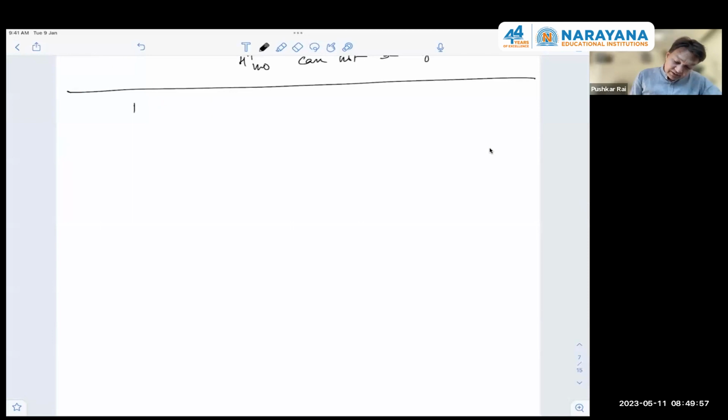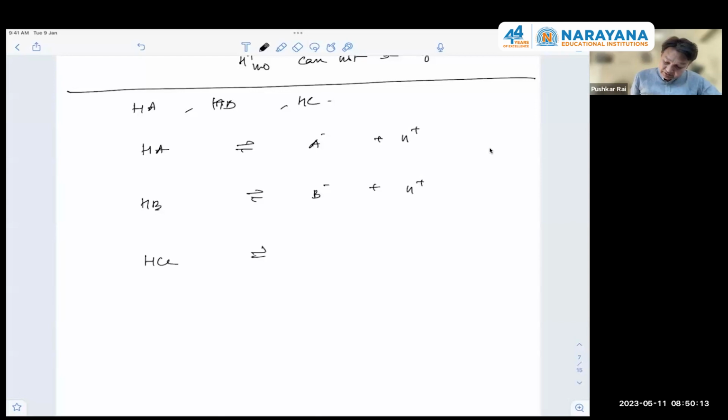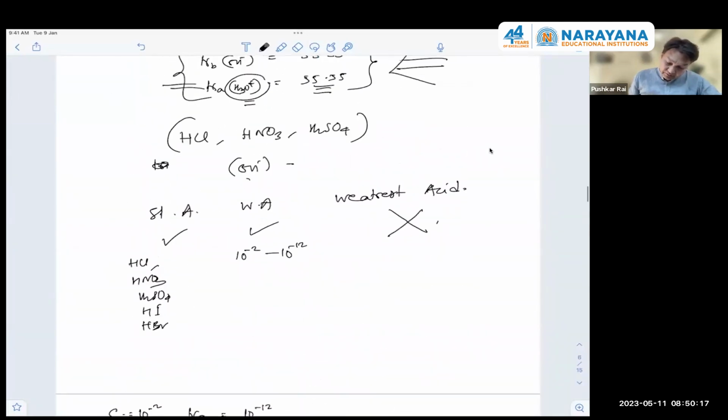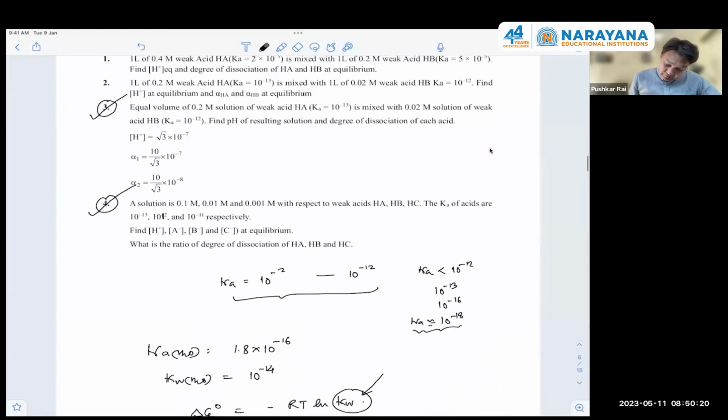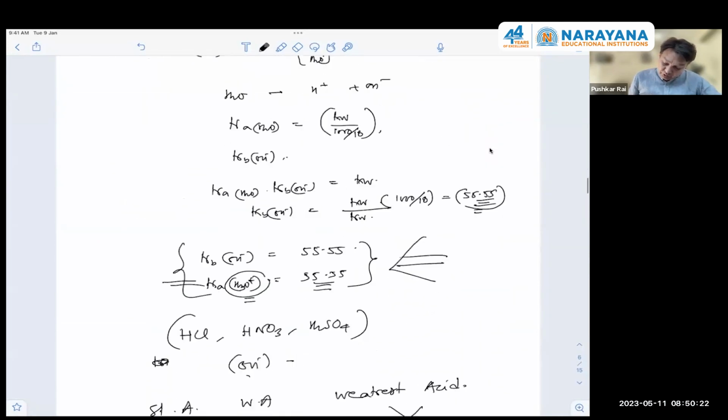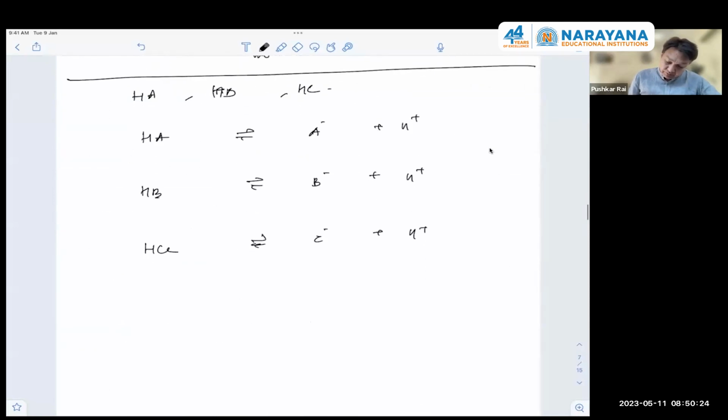So we have three acids, say HA, HB, and HC. HA is breaking like this: A negative plus H plus. HB is breaking like this: B negative plus H plus. HC is breaking like this: C negative plus H plus. The concentrations are probably 0.1, 0.01, and 0.001. See the symmetry in the problem. This is 0.1, this is 0.01, this is 0.001.